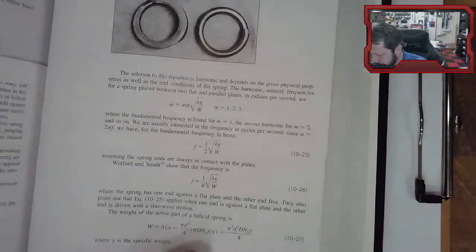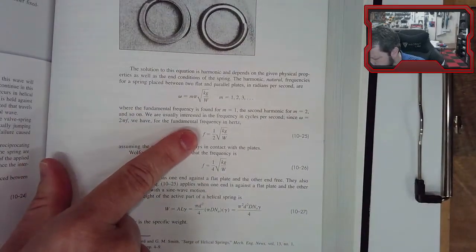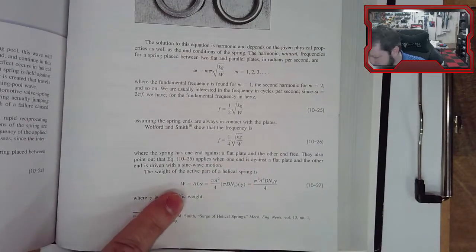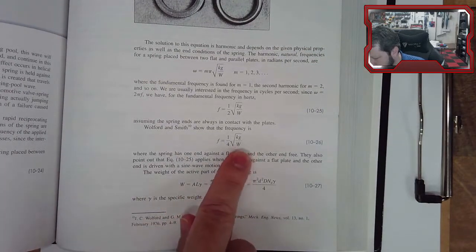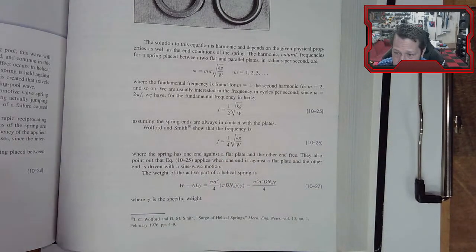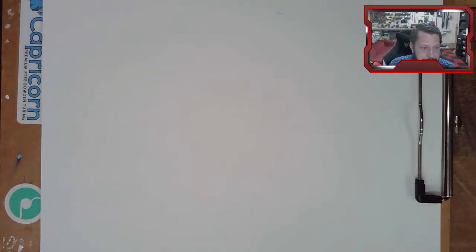Here are our equations. Got a couple for calculating frequency. We've got one down here that actually calculates the weight of the spring. That's going to plug into our frequency equation. And so it's going to be really straightforward. We're going to go over to MathCAD and do this part. Let's see, let me get this one.